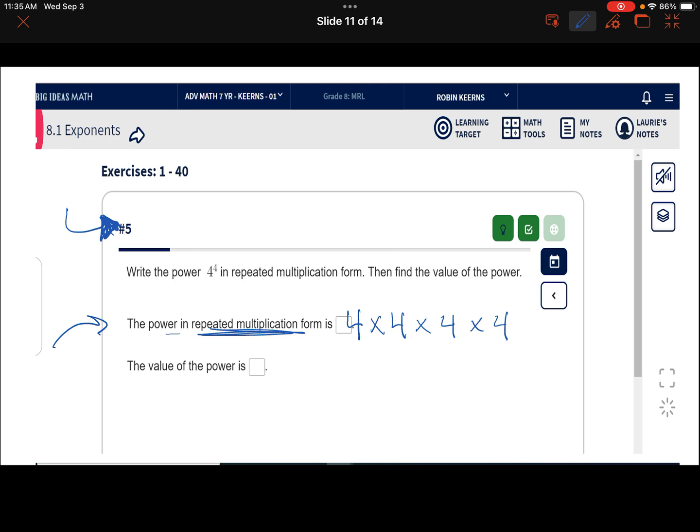The value of the power, I hope you don't say 16, that's where you're going to multiply these out and get 16 times 16, which is a perfect square we've already learned, 256. Let me double check. 16 times 16. No, I had it right. 256. That's what goes in here.